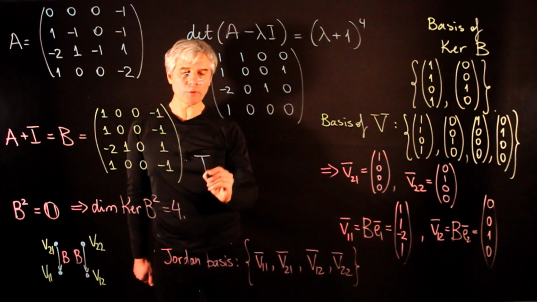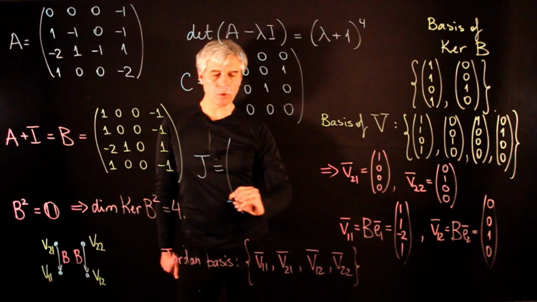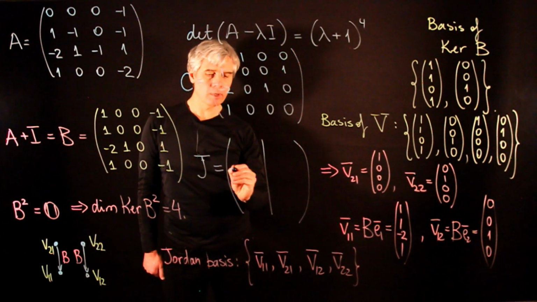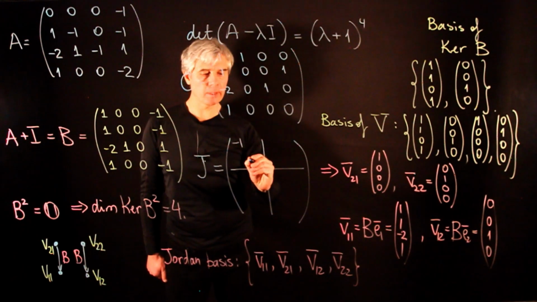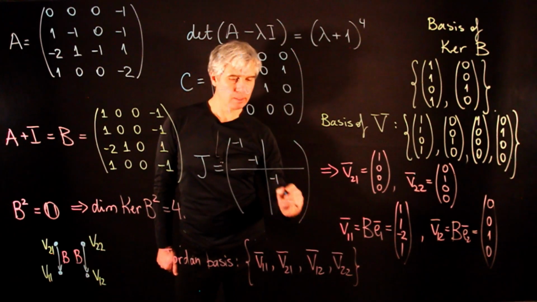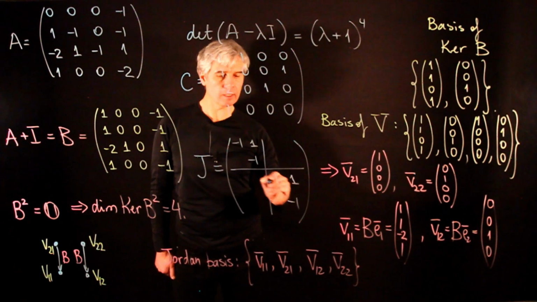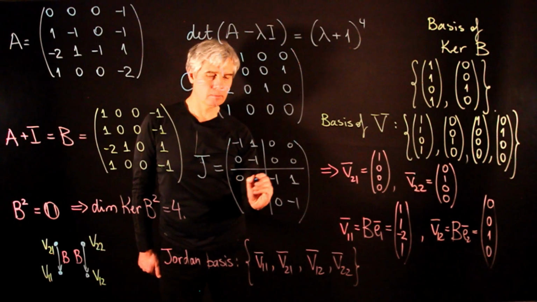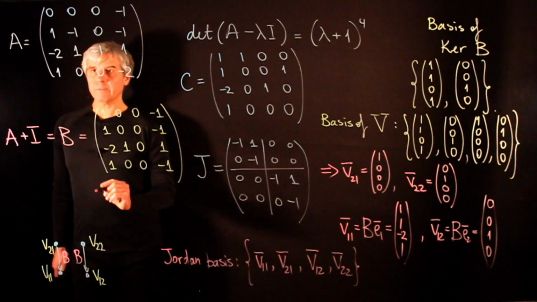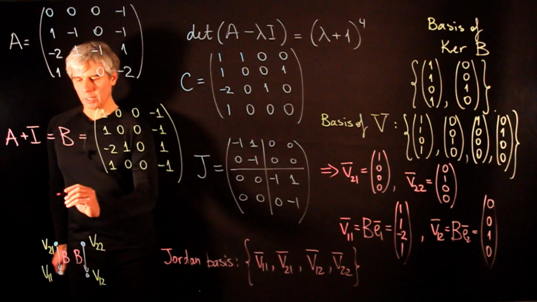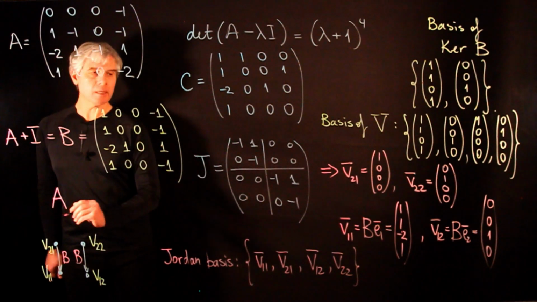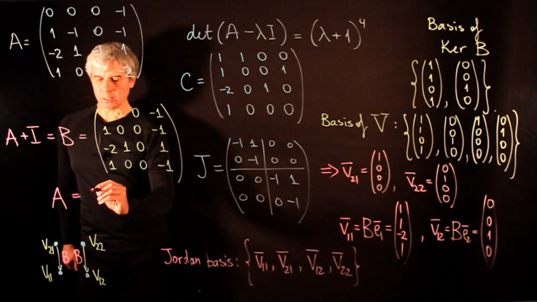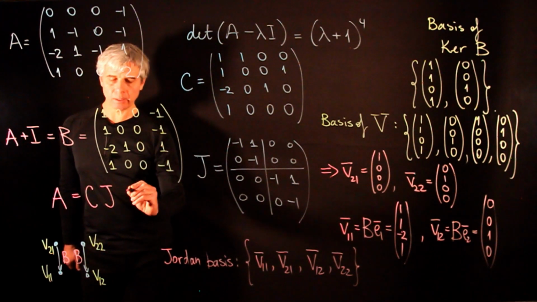And the Jordan normal form matrix consists of two 2x2 blocks that correspond to the eigenvalue -1. So we have -1 along the diagonal, and we have 1 here and 1 here, and 0 elsewhere. And finally, we write down the change of basis formula, that our original matrix A is related to these matrices C and J in the following way: A is equal to C times J times C inverse.